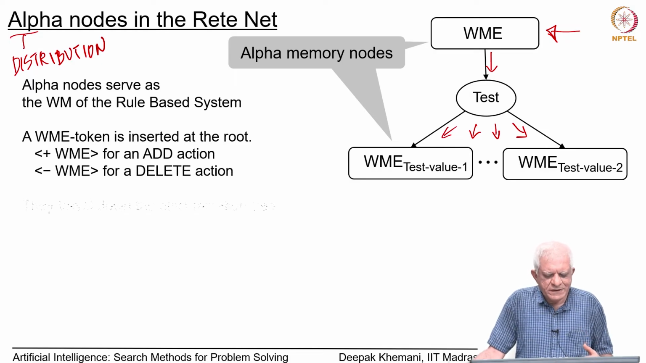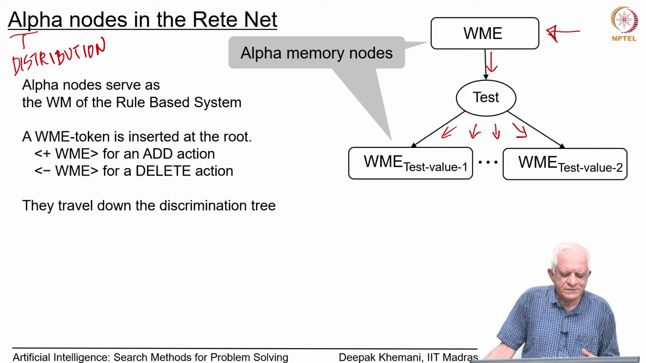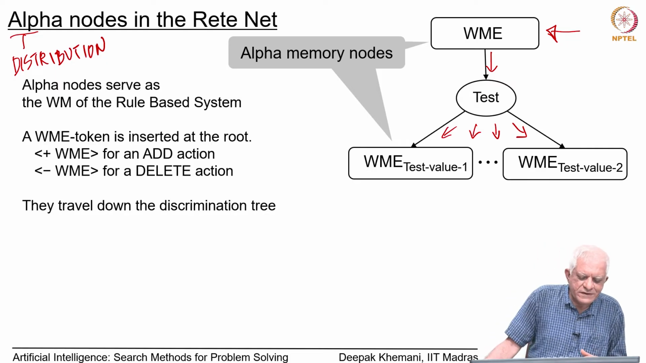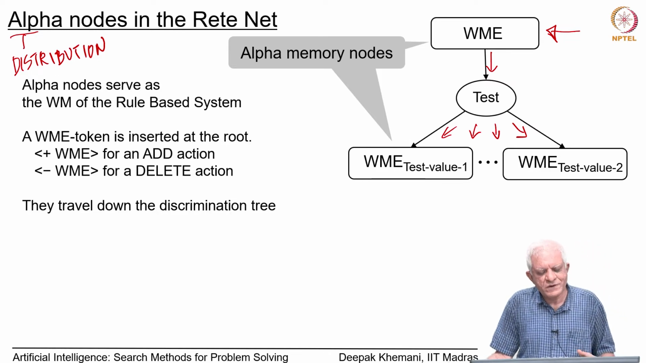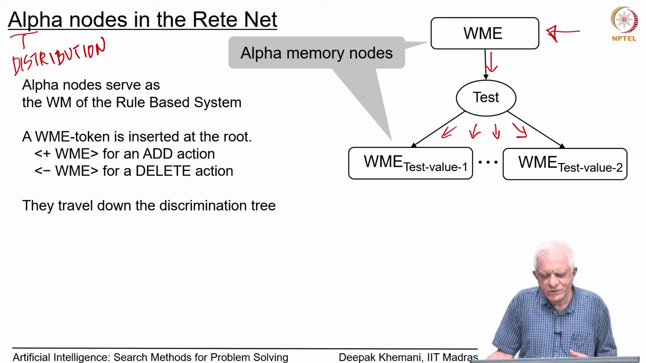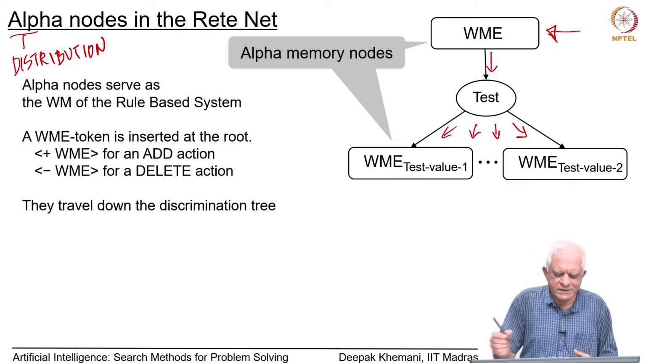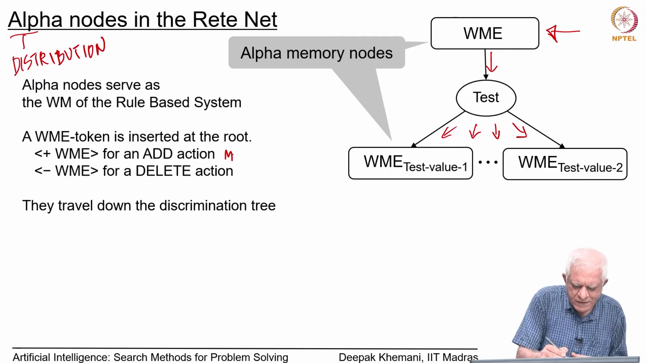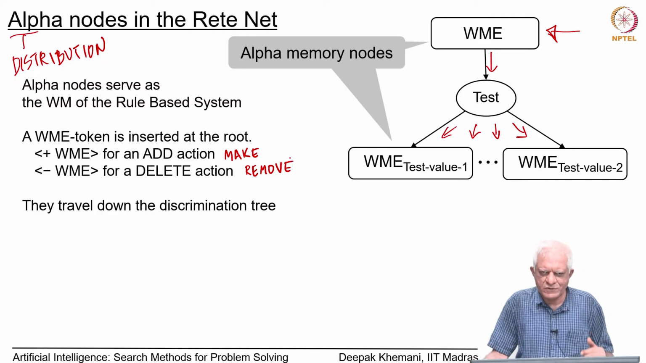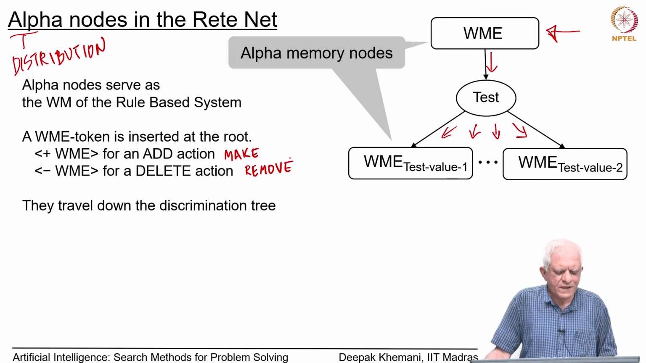So, a working memory element is inserted at the root as a token. It is either a positive token or a negative token. Positive token if you have an add action in the rule that you are executing, or the make action. If you remember, OPS5 uses the terms make and remove, while some other textbooks use add and delete. With add or make we have a positive token, and with delete we have a negative token.